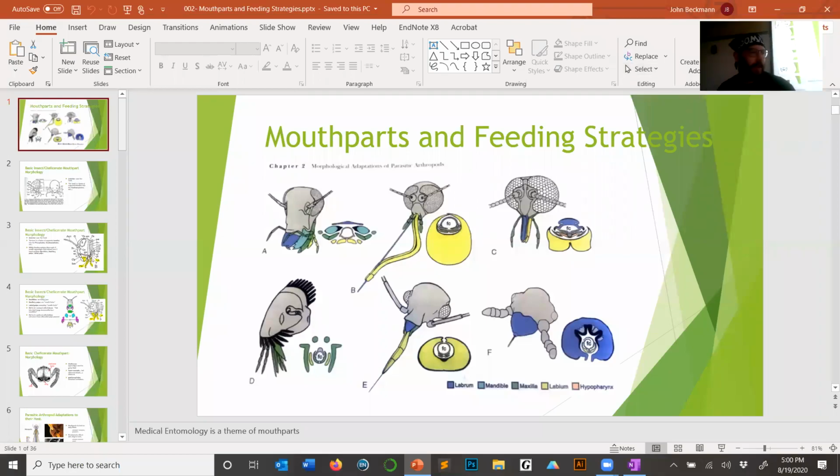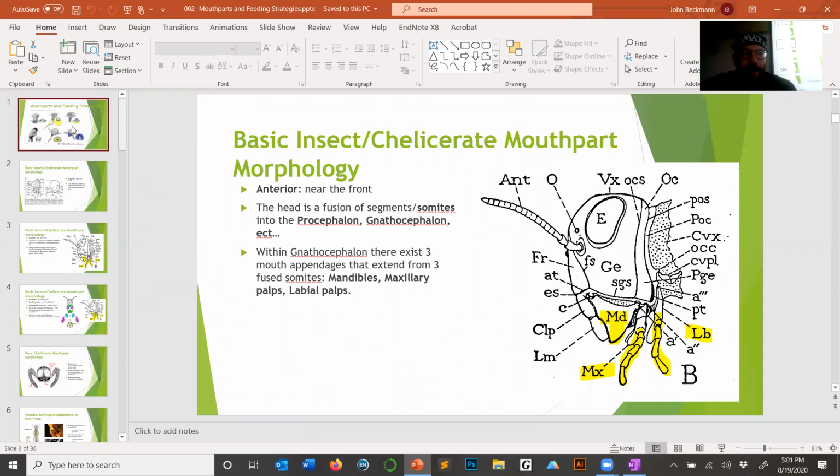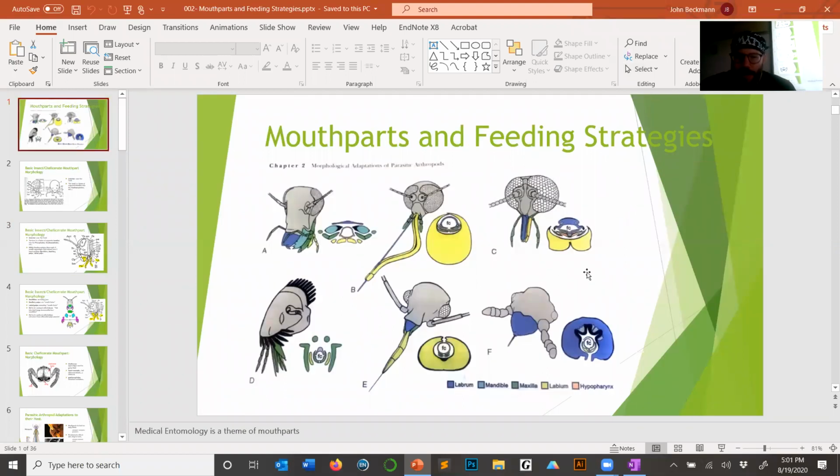Okay, today's lecture is on mouthparts and feeding strategies of medically relevant insects. One of the common things you'll see is that there is a basic insect mouth plan that we're going to go over, which looks like this. And in each of the different insects that bite you, they all have different adaptations and evolutions to those mouth parts that make them good at biting you.